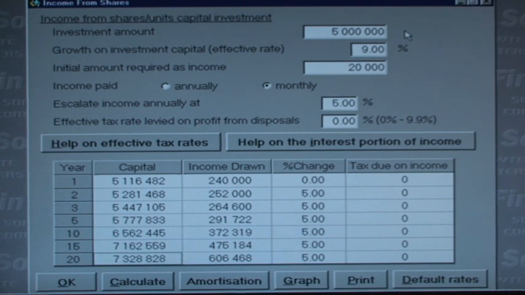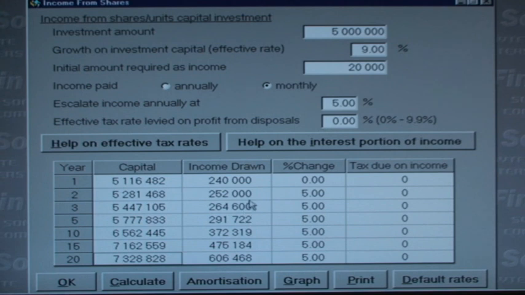That's 5 million rand invested in a basket of different shares, and I've said 9% growth on those shares, and we're going to draw 20,000 rand per month, or we can draw annually, but I've said monthly, and I've asked for a 5% escalation on the income, same as in the bank investment. And you can have a look down here at the bottom. In year 20, we will be drawing 606,000 Rand a year. That's a shade over 50,000 Rand a month.